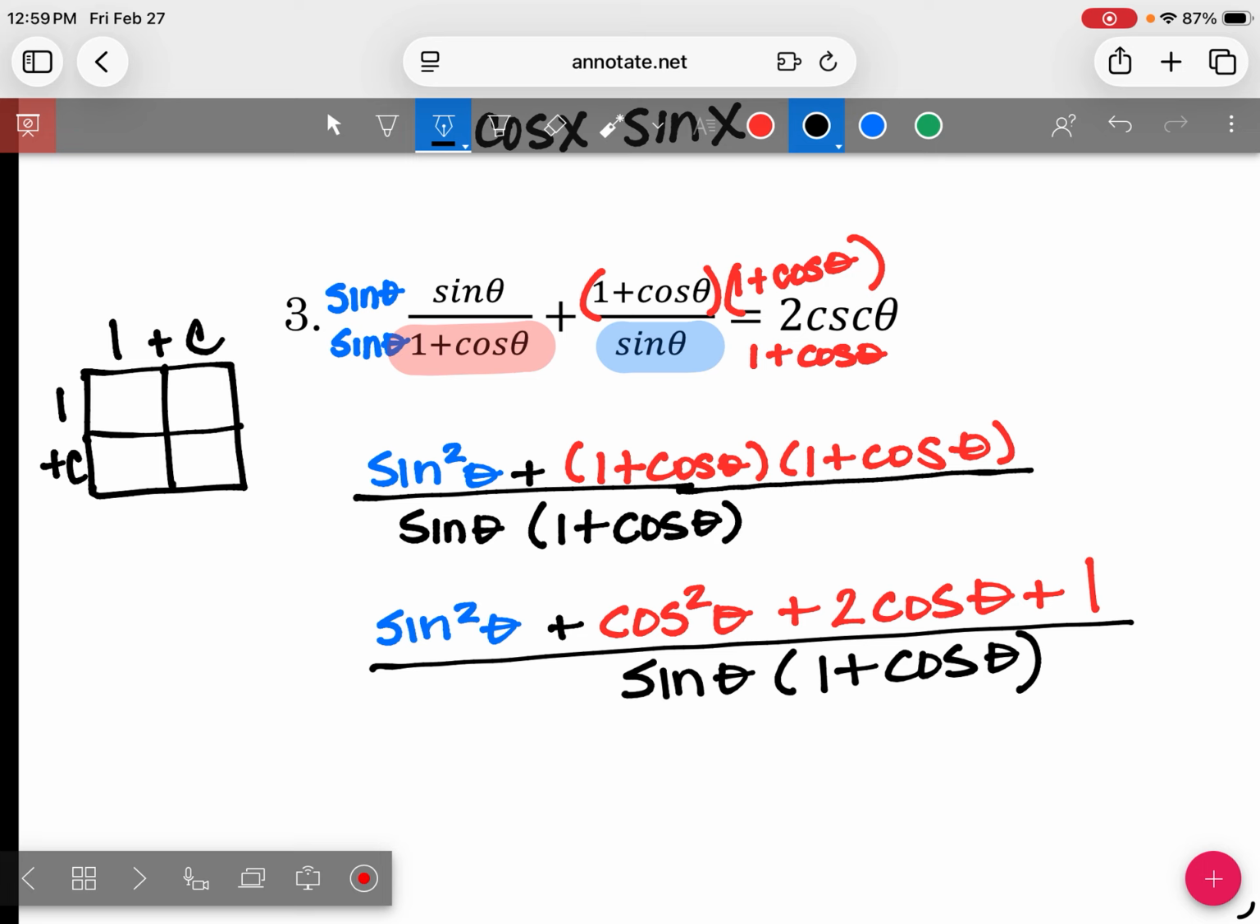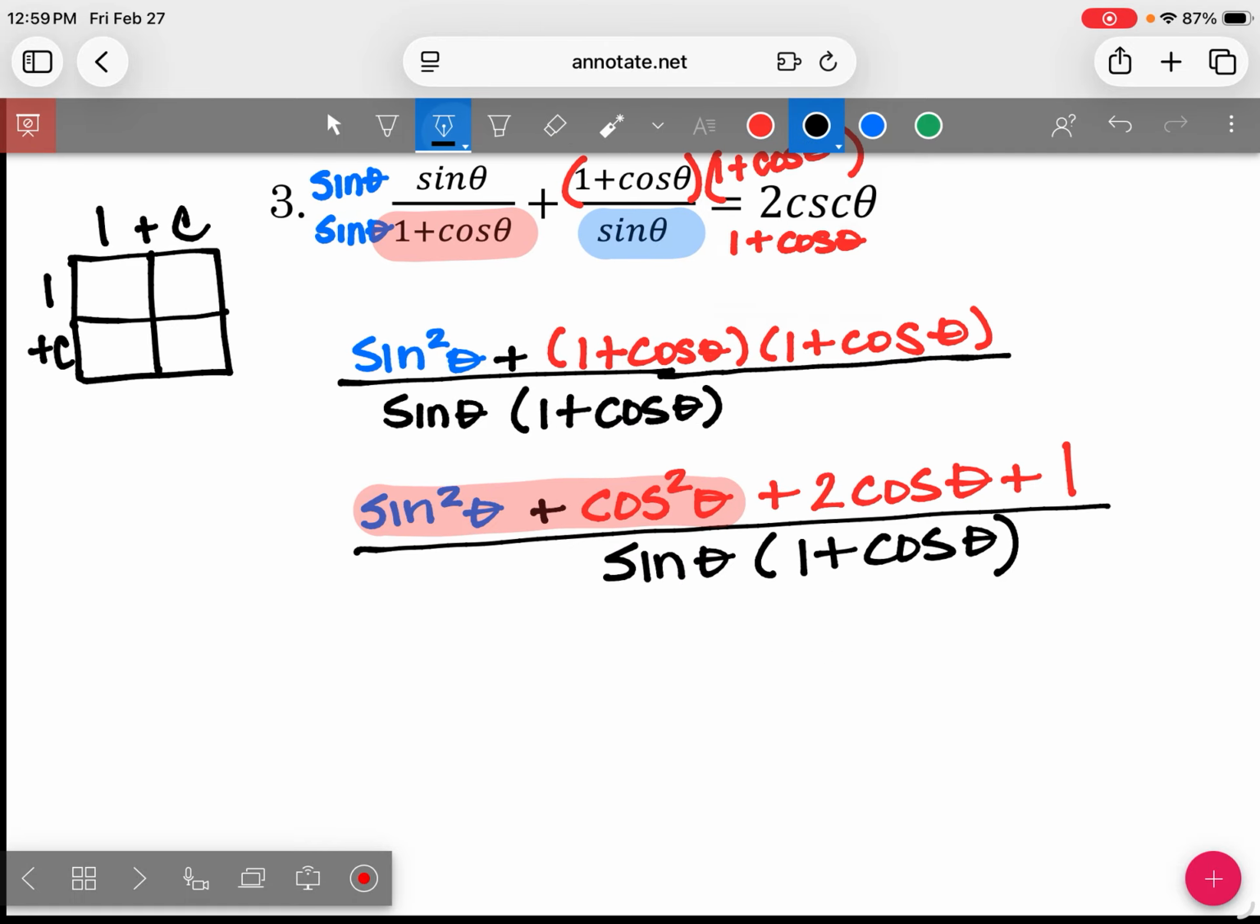Look, I'm on it over here. That identity, sine squared plus cosine squared. We got it again right here. So what can I change that part that I have highlighted to? A 1. Let's do it. So now I have 1 plus 2 cosine theta plus 1. That's in my numerator. And that's all over my denominator.